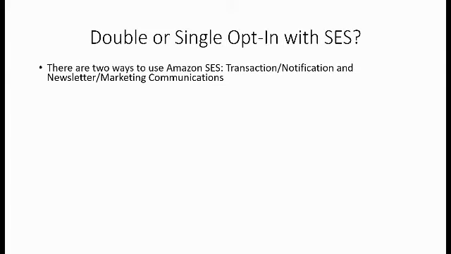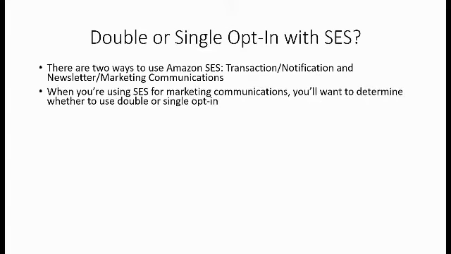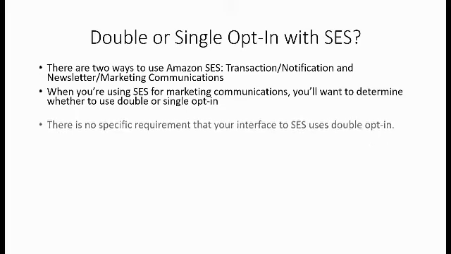You will be faced with the question of whether or not you must use double or single opt-in when it comes to Amazon SES. Now, there are two ways, obviously, to use Amazon SES: transaction or notification emails or marketing communications. And when you're using SES for marketing communications, you will want to determine whether or not you're going to use double or single opt-in.